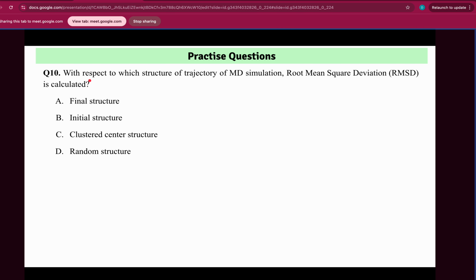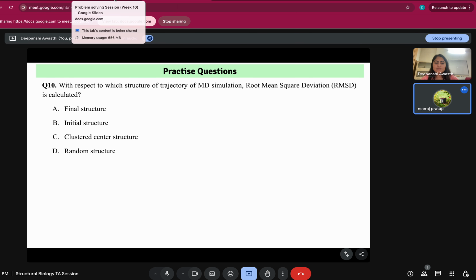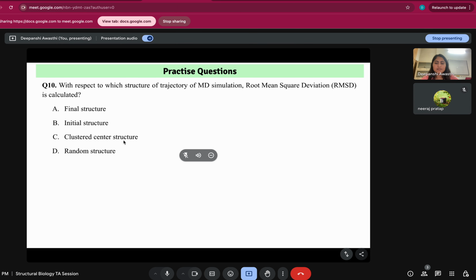Now our last question for the session is, with respect to which structure of the trajectory of the MD simulation is the root mean square deviation calculated? Option A is the final structure, option B is the initial structure, option C is the clustered center structure, and option D is a random structure. So what do you think? With respect to what do we calculate the RMSD? Are you saying C or B?